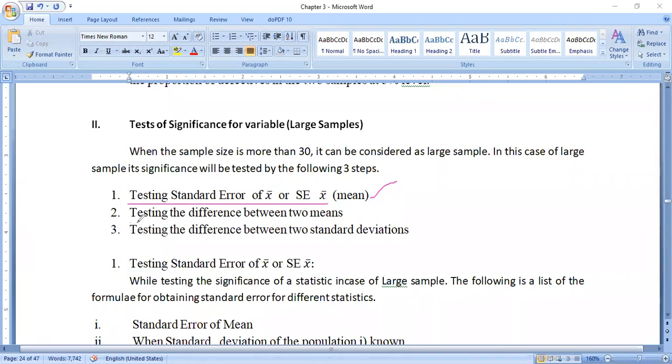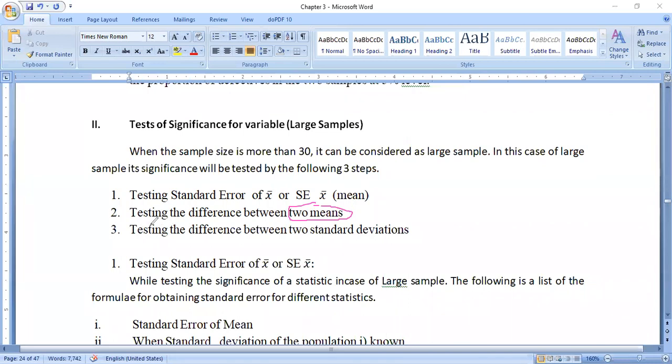Then the second one, testing the difference between two means. See, I am using the words two means. So in this method, we are going to focus on only two means. Here in this second method, standard deviation information also will be given, but we are focusing on two means. Why? Because in the given question, the examiner will ask to test the difference between two means. This is the second one.